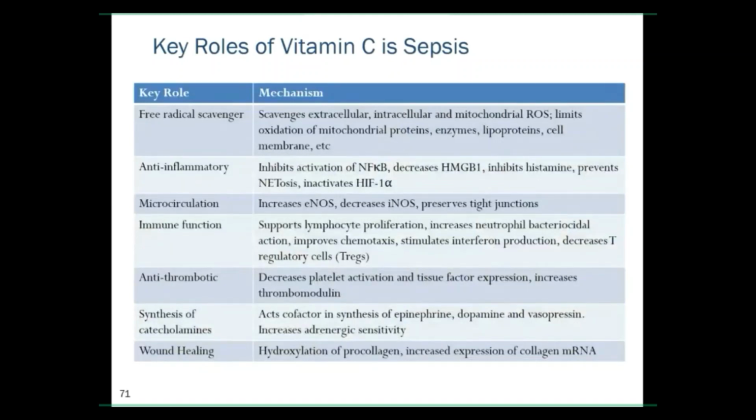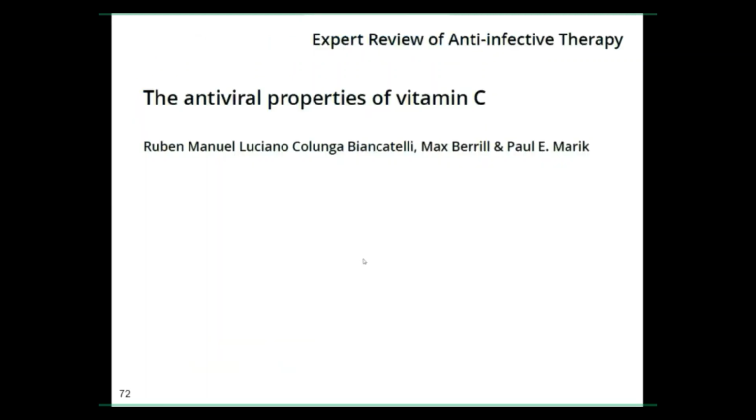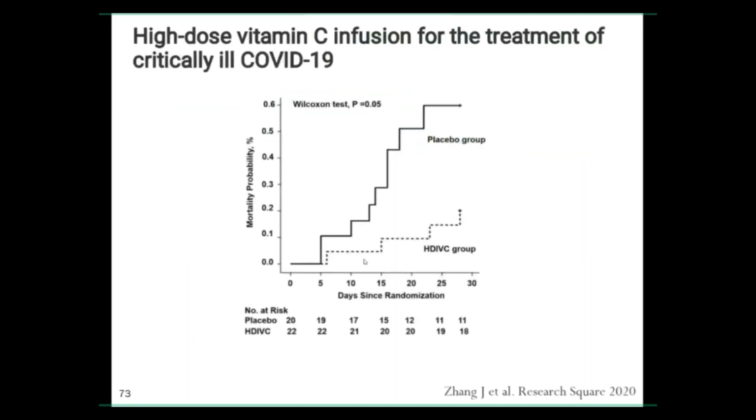Vitamin C has a whole host of important anti-inflammatory properties. It also is specifically a good antiviral agent, primarily by acting on interferon. This is one of the studies looking at vitamin C in COVID. You can see mortality, placebo versus the vitamin C group. So again, vitamin C reduces mortality.